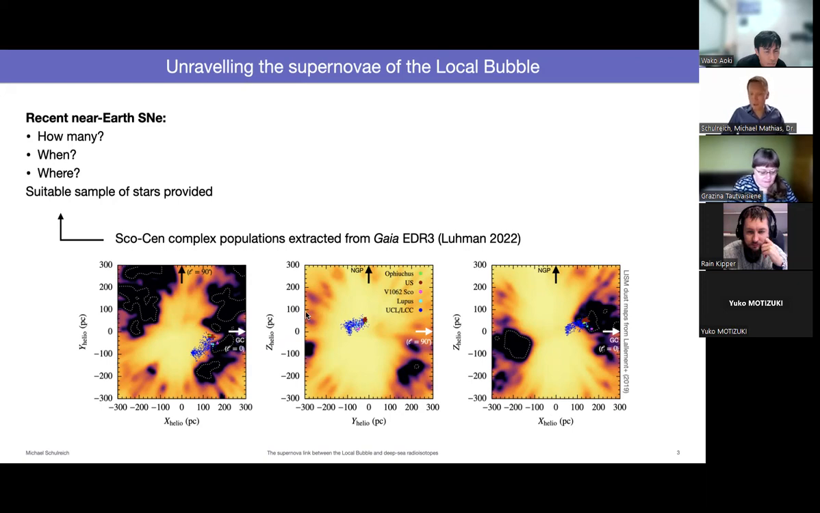So now that we had a suitable, up-to-date stellar sample, we could try to uncover those core collapse supernovae that created the local bubble, which essentially means answering these three questions.